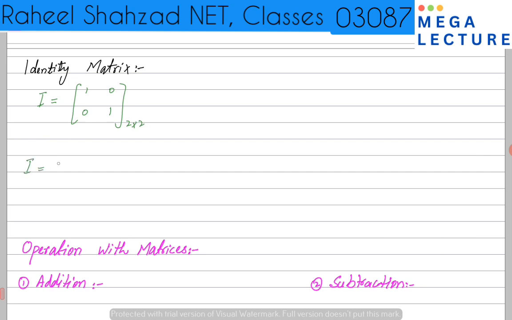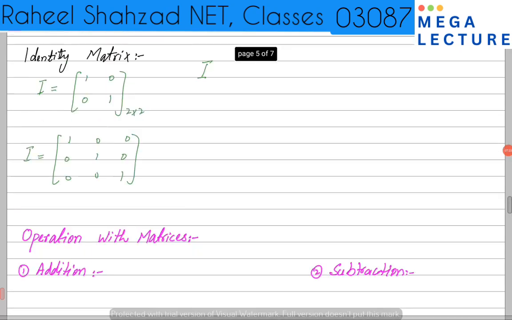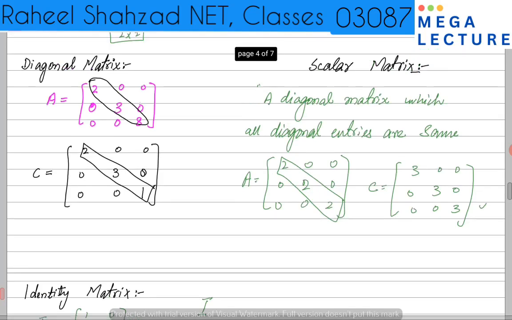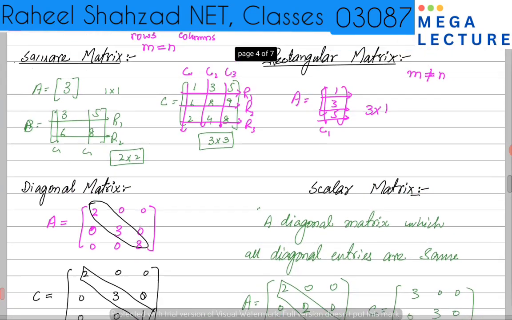Similarly, an identity matrix can be 1 0 0, 0 1 0, 0 0 1, right? The identity matrix is represented as I, and it will be used extensively in this chapter, so you must prepare it really well. After the identity matrix, scalar matrix and diagonal matrix, I hope it is clear.